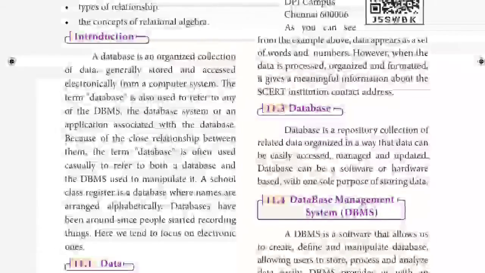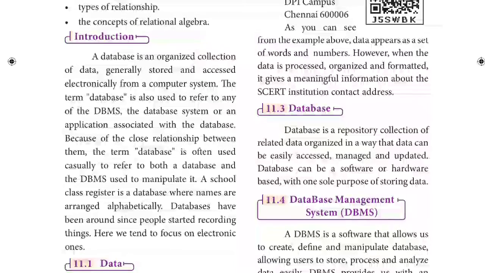So first of all, introduction. A database is an organized collection of data, generally stored and accessed electronically from a computer system. The term database is also used to refer to any of the DBMS, the database system, or an application associated with the database. Because of the close relationship between them, the term database is often used casually to refer to both a database and the DBMS used to manipulate it.